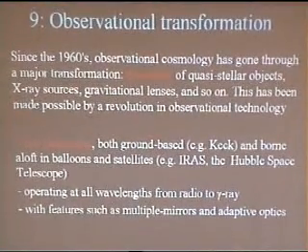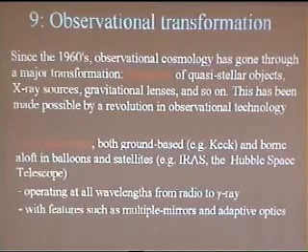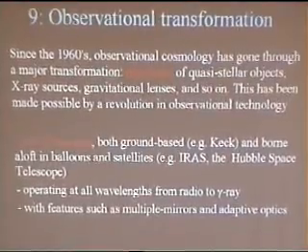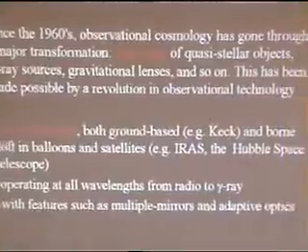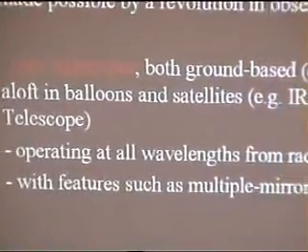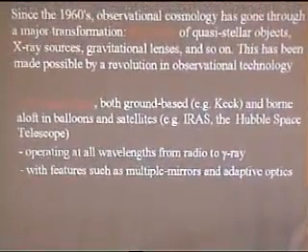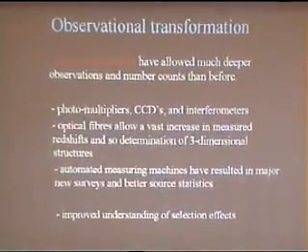Now, since the 1960s, observational cosmology has gone through a major transformation. The discovery of quasi-stellar objects, X-ray sources, gravitational lenses, and so on, has been made possible by a revolution in observational technology. New telescopes, ground-based, borne aloft in satellites and balloons, operating at all wavelengths from radio to gamma ray, and with features such as multiple mirrors and adaptive optics. And we have a marvelous example of that coming up at Sutherland in the SALT telescope.